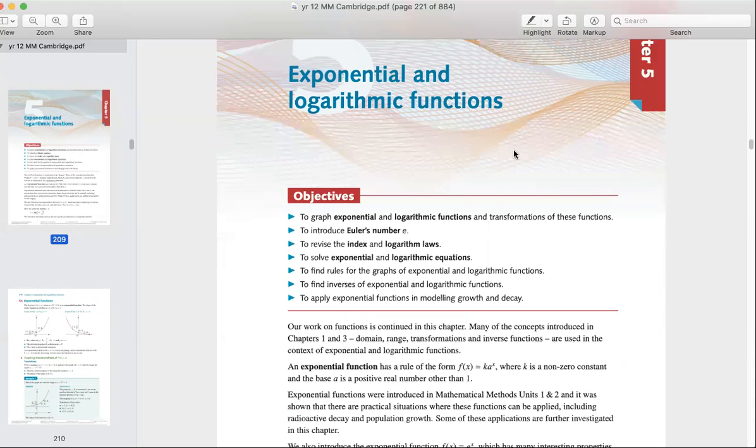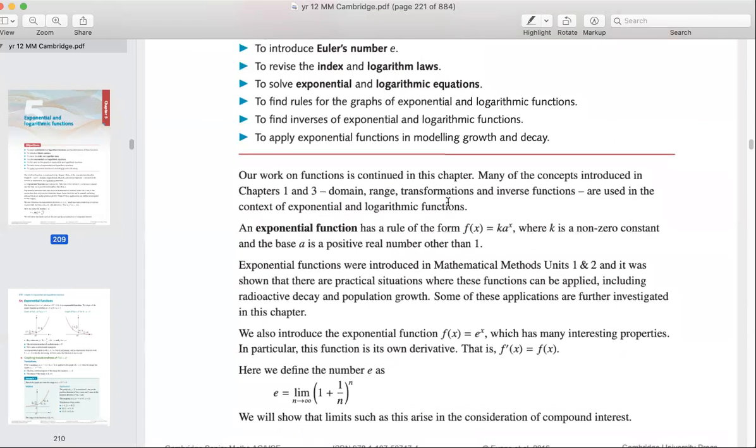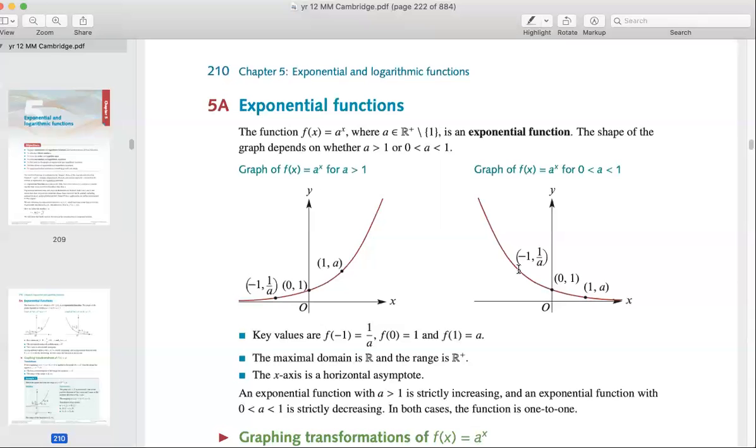Okay, so the first one is, what are exponential functions? Exponential functions have a rule of the form f(x) equals k times a to the power of x. So this time our x is on the power instead of on the base, right? And let's look at 5a.